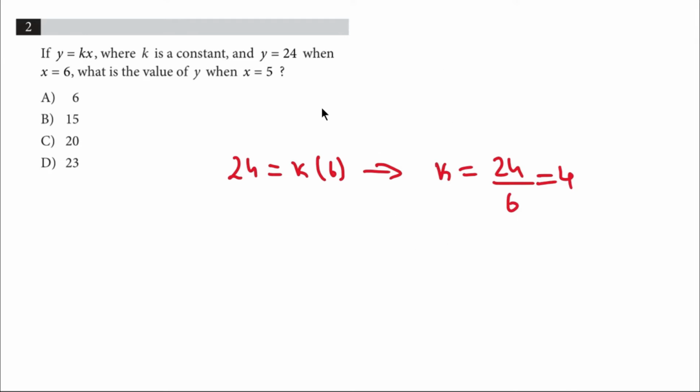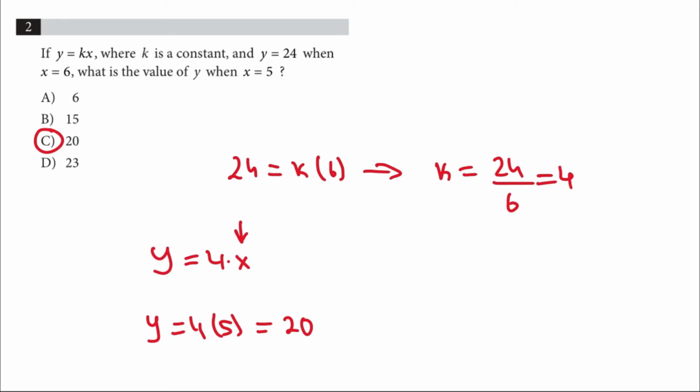Now let's plug it back into the original equation. Y is equal to 4 times x. They're asking us for the value of y when x is equal to 5, so let's plug 5 right here. Y is equal to 4 times 5, which is equal to 20. Y is equal to 20 when x is equal to 5. C is the correct answer. Now let's go to the next problem.